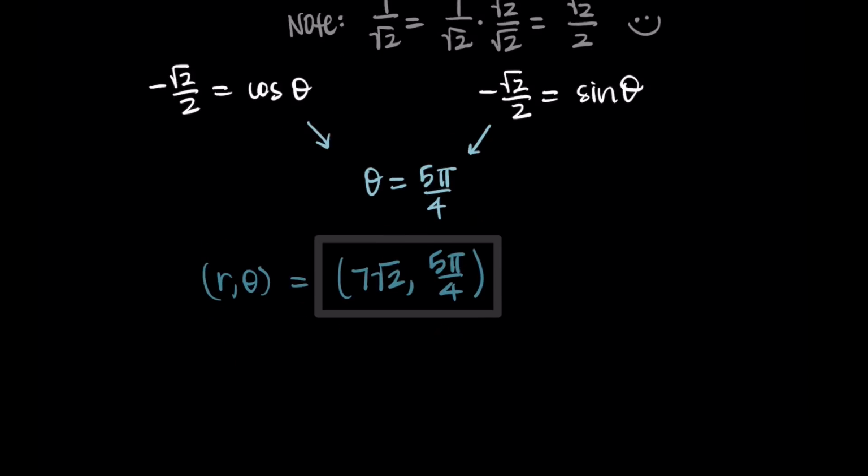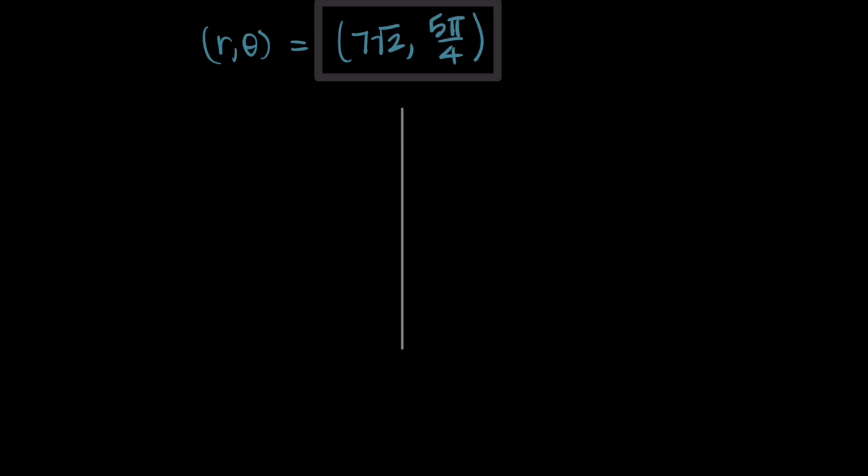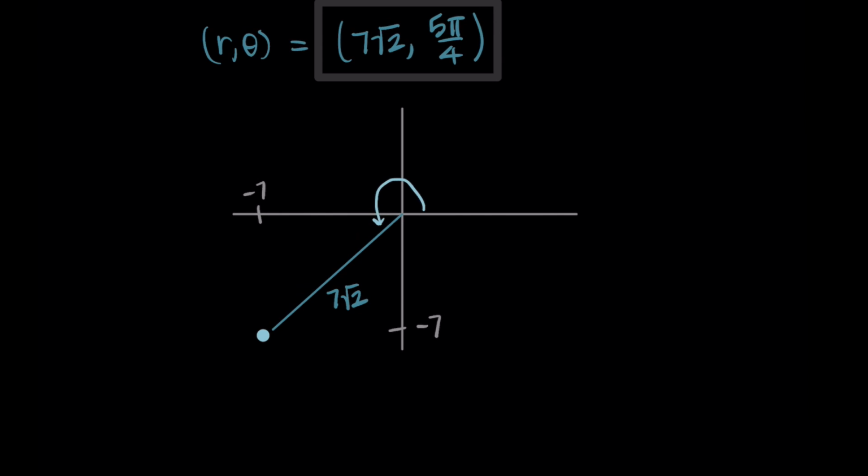Now, as I did in the last example, I can also draw this out just to make sure I did things in the way that makes sense. So our initial point was (-7, -7), which I can see here is in quadrant 3 on an xy axis. And then I can also draw it in terms of polar coordinates. So this radius is going to be 7 square root of 2, and then the angle is 5 pi over 4. So there we go.